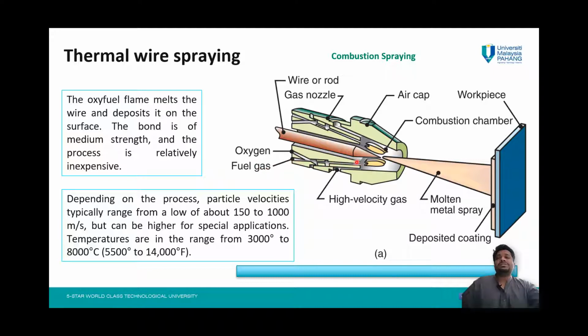This provides the heating element when it combusts, and when it combusts, the wire is going to melt, and the gas nozzle is going to blast it away onto the surface that I want to deposit my coating onto. Depending on the process, particle velocities can range from about 150 to 1000 meters per second, and the temperature can range from 3000 to 8000 degrees centigrade. This type of wire coating is relatively inexpensive, and can be used for different scenarios.